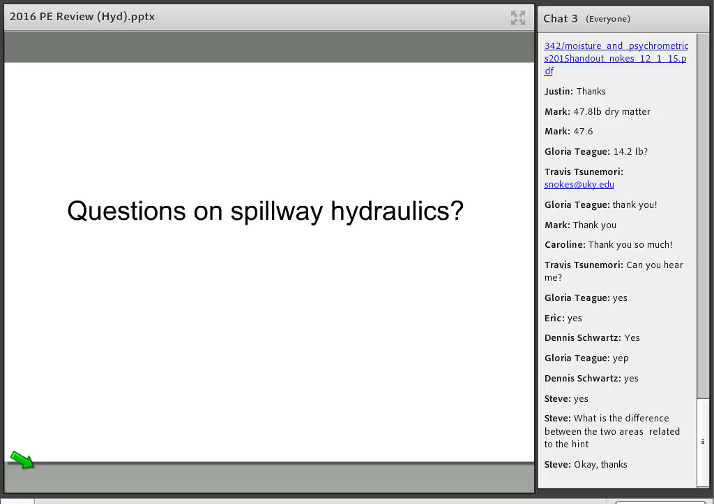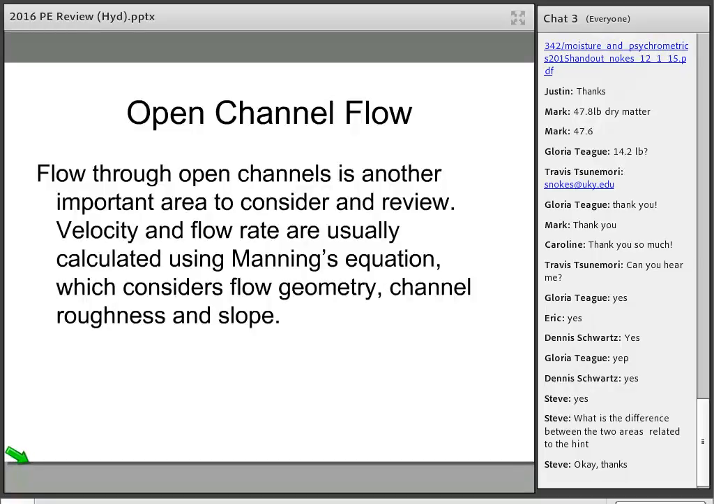Okay. One more section, and that's on open channel flow. And it's an important area. Probably would have been a civil engineering class. We'll talk about grass waterway within this one too.